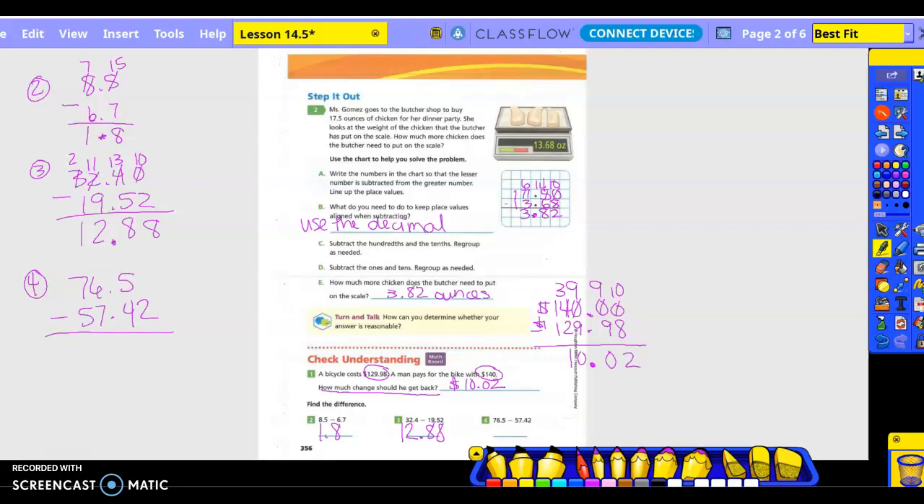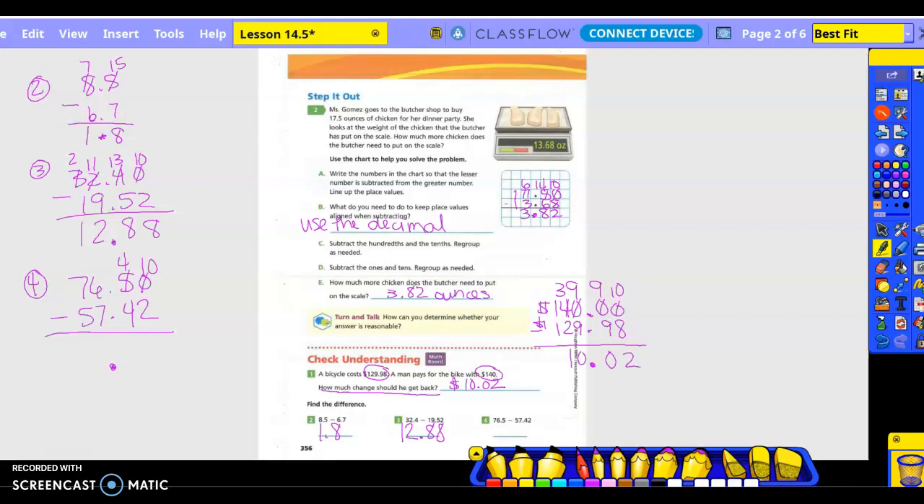The 0, right? Okay, then what do I do? Bring down my decimal. Can I take 2 from 0? No, so this becomes a 10. This becomes a 4. And then I can take 4 from 4, right?